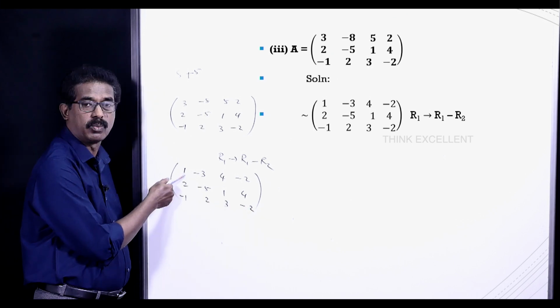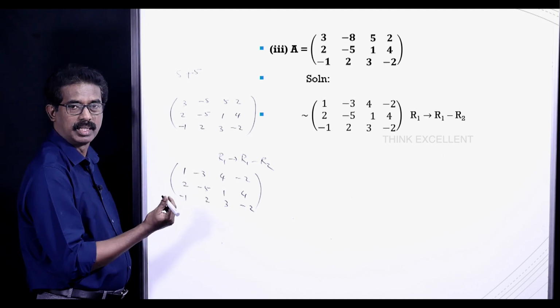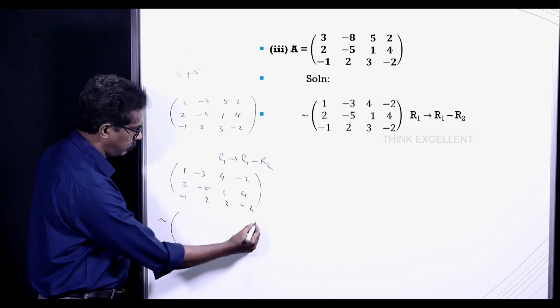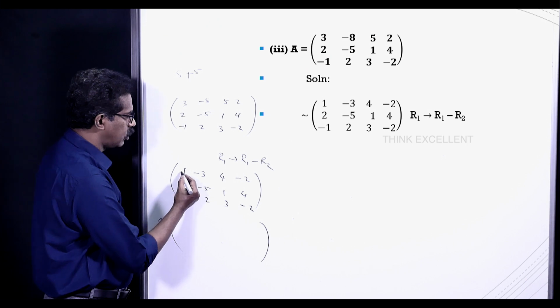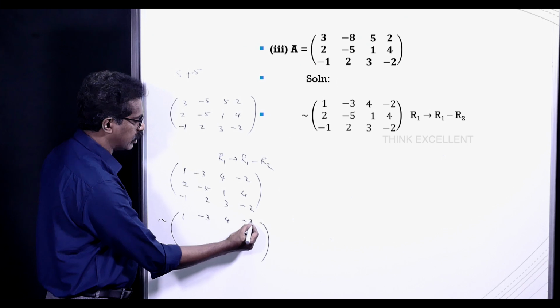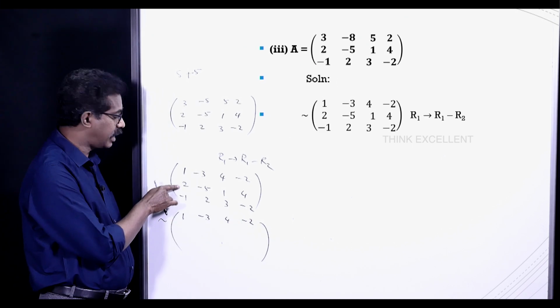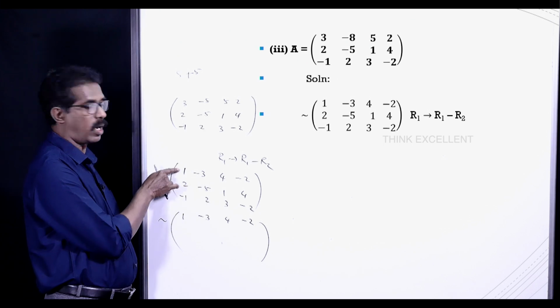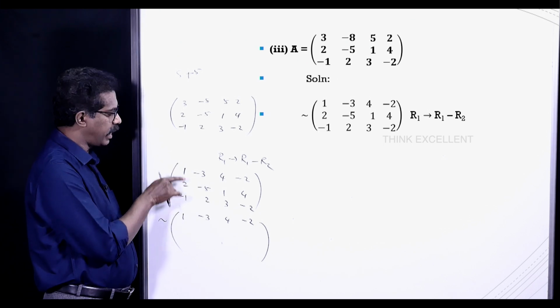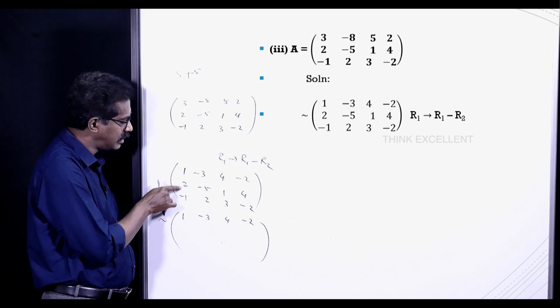First row, first element is 1. Below that you want to make these two elements zeros. Listen how to do this. In the first row we got 1, no? So don't disturb that: 1, minus 3, 4, minus 2. We want to make 0 here. How can you make it 0? Like the previous question, use this one. Multiply by 2 and subtract.